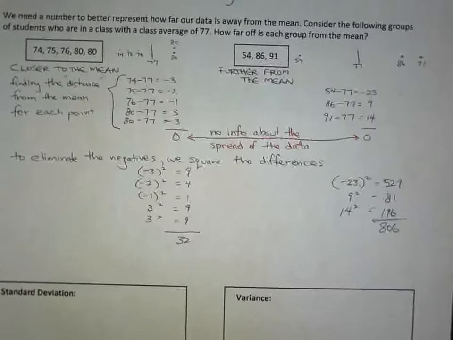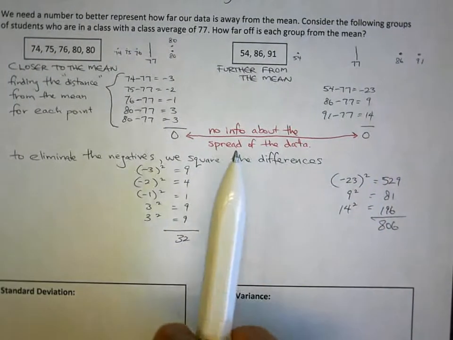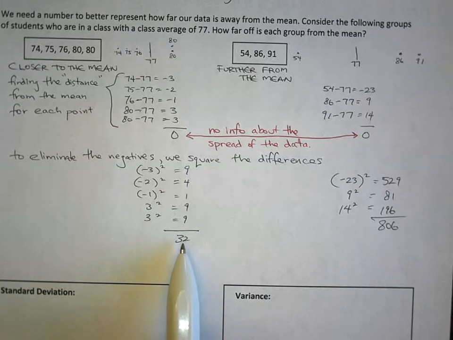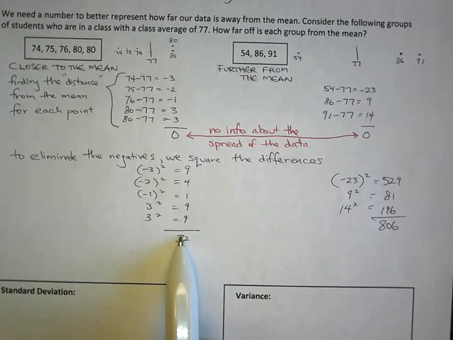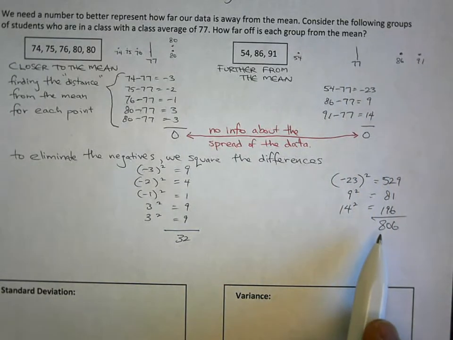So there. Now we have a way of analyzing the spread of the data. This number, you can see the spread is very small. Like these differences are very small, 32. Whereas these 3 data points, the number is a lot bigger. It's huge. So I know the data is more spread out.